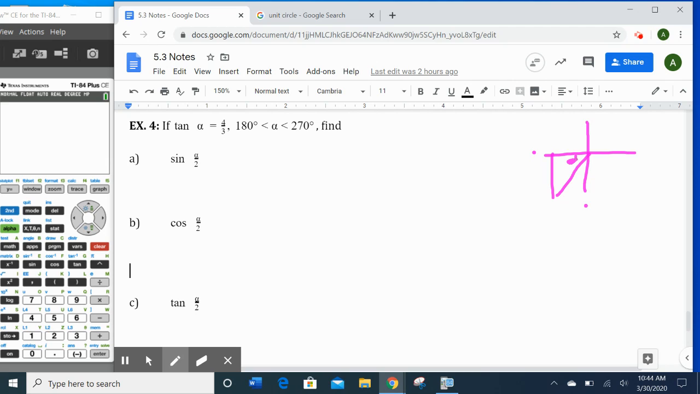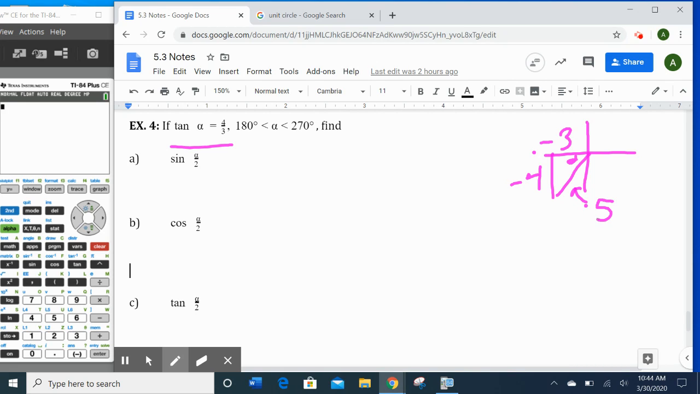So here's alpha, it's in quadrant 3. The opposite over adjacent, the tangent, is 4/3. But since I'm going down, it's -4. Since I'm going left, it's -3. So negative over a negative equals positive. And if I did the Pythagorean theorem, I would find that this hypotenuse is 5. +5, the hypotenuse is always positive.